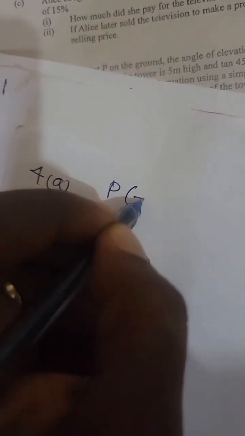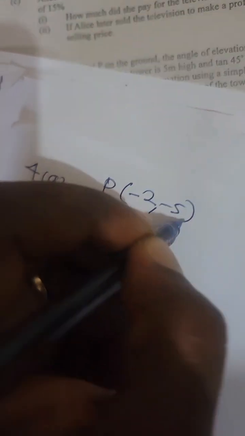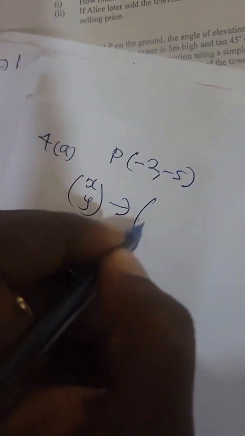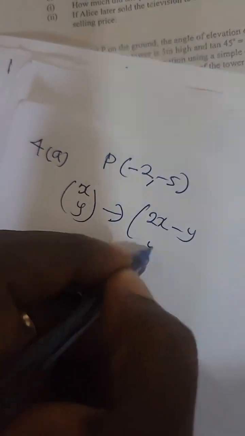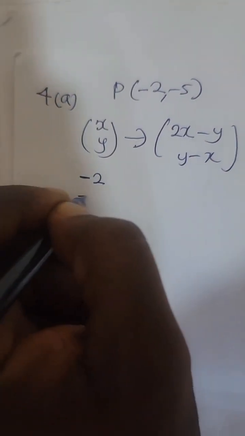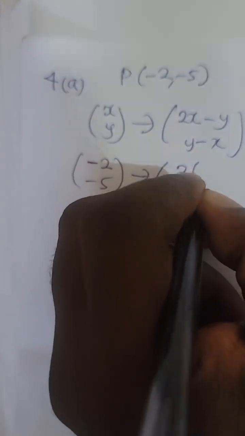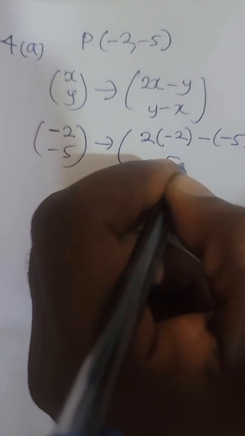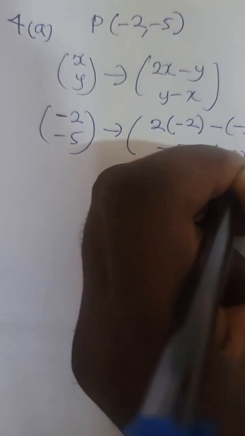So the point P is (-2, -5), and our linear transformation (x, y) is (2x - y, y - x). So we are finding that for (-2, -5). That is 2 times the value of x, which is -2, minus y, which is -5. Then we have y, which is -5, minus x, which is -2. So what would that become?